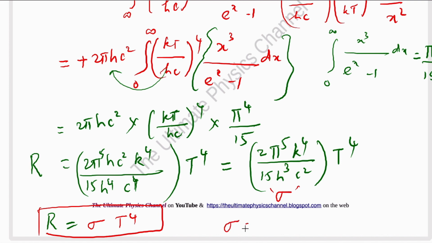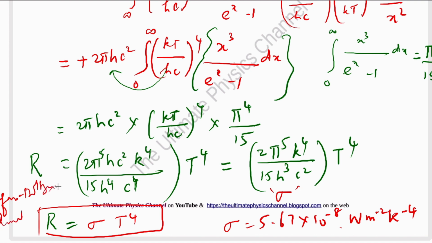sigma as 5.67 into 10 power minus 8. That's the value you would get, and therefore, of course, with units. So that is the Stefan's law, or the Stefan-Boltzmann law, that we are supposed to derive. Right, let's move on to the next one.